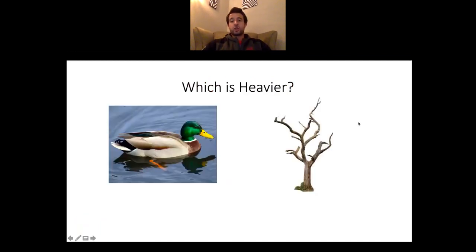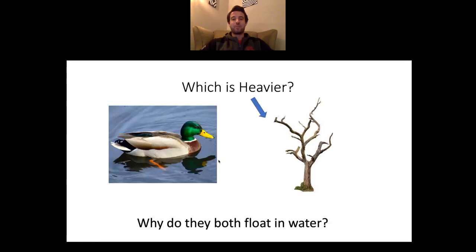Okay, so here's a question. We got a dead tree over here, and we've got just a regular old duck. Which one do you think would be heavier? Hopefully you'd say the tree. Now the question is, why do they both float in water? That's the question for you. Why do they both float in water?